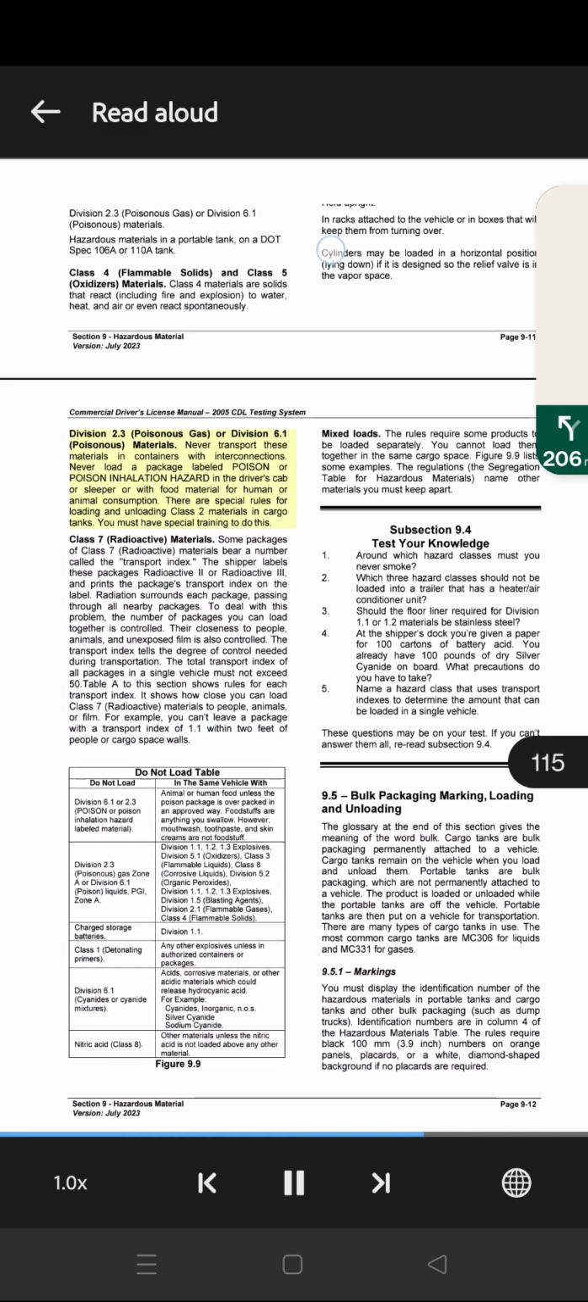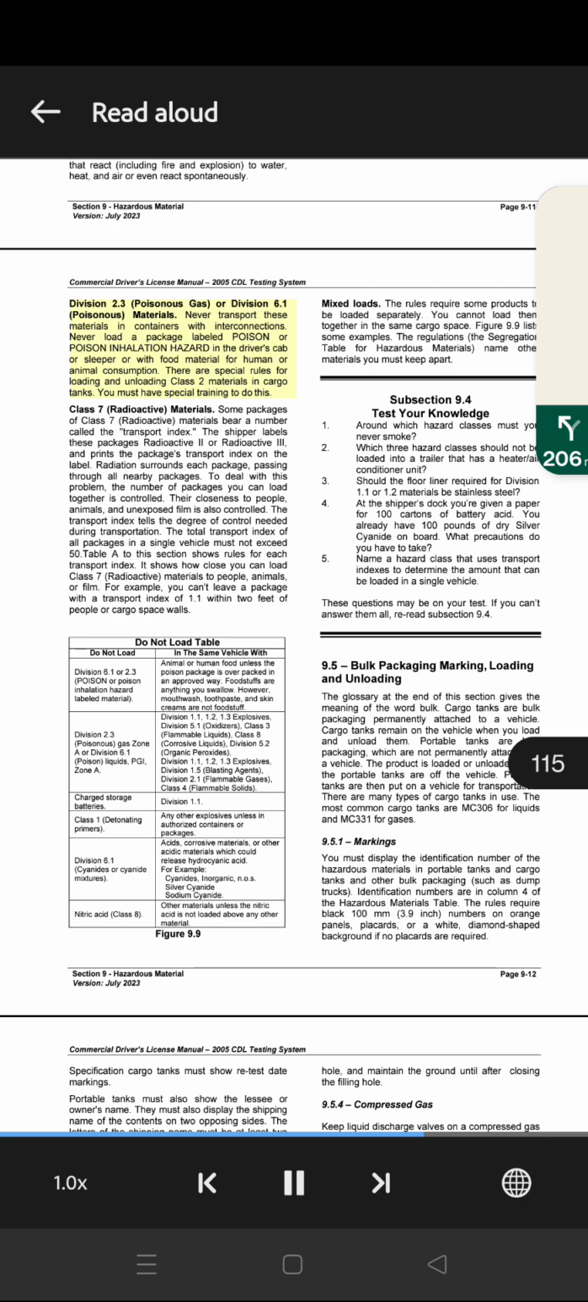Division 2.3 poisonous gas or Division 6.1 poisonous materials. Never transport these materials in containers with interconnections. Never load a package labeled poison or poison inhalation hazard in the driver's cab or sleeper or with food material for human or animal consumption. There are special rules for loading and unloading Class 2 materials in cargo tanks. You must have special training to do this.